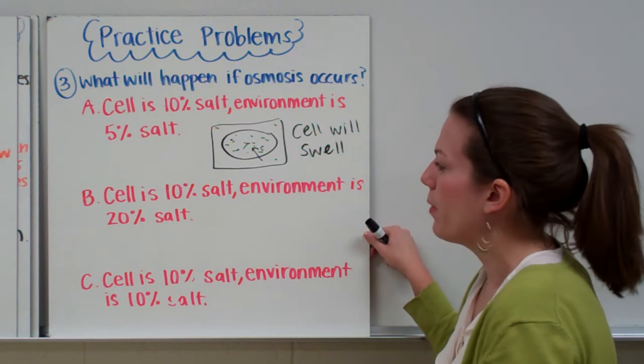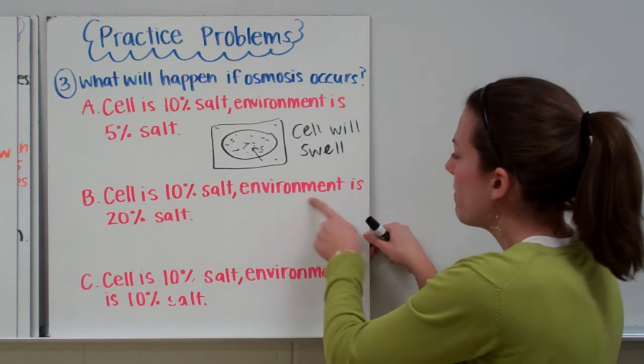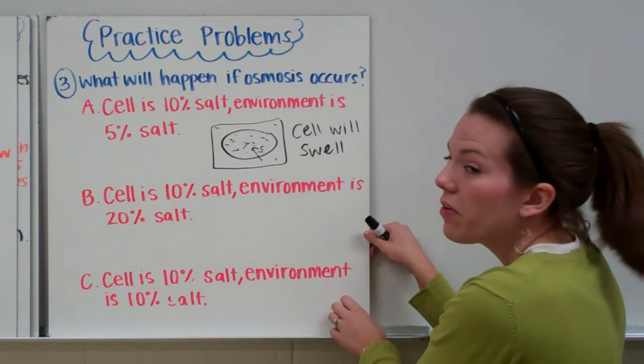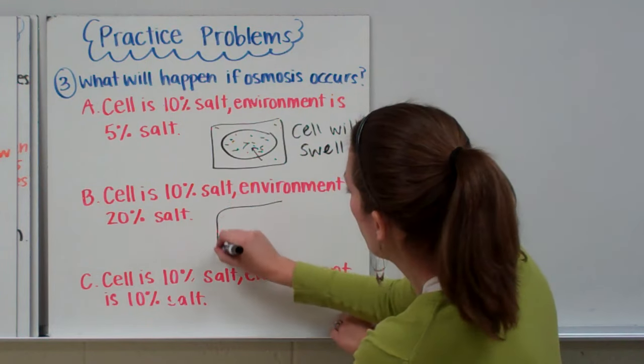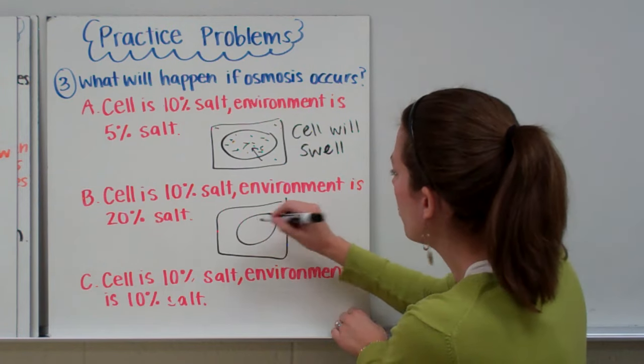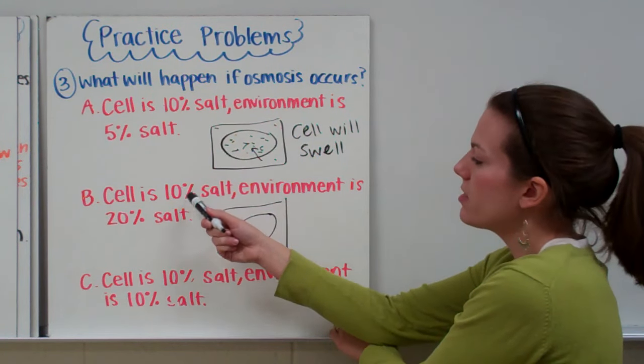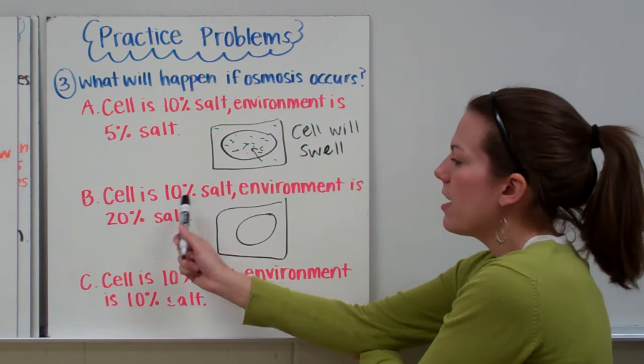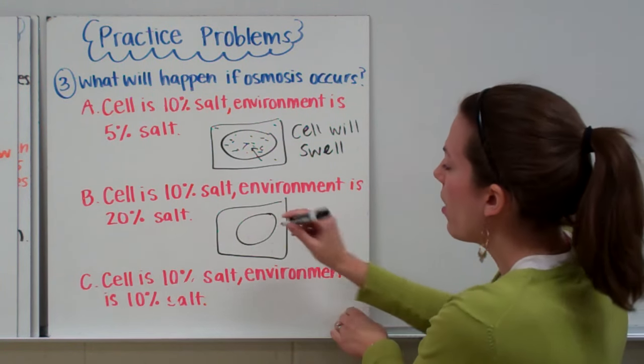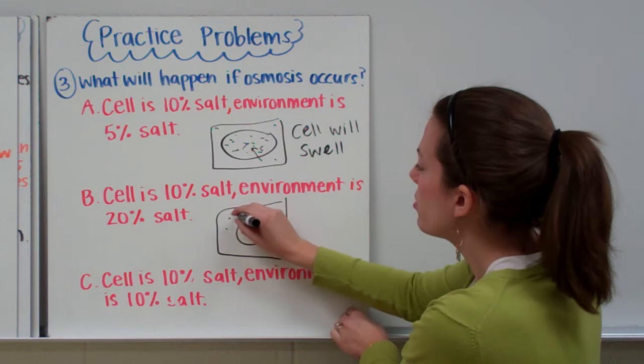Now for our second example. A cell is 10% salt and the environment is 20% salt. So again, let's draw out our example. The box is our environment and the circle is the cell. Our cell has 10% salt, environment has 20. 10 is less than 20, that means the cell has less salt than the surrounding environment.